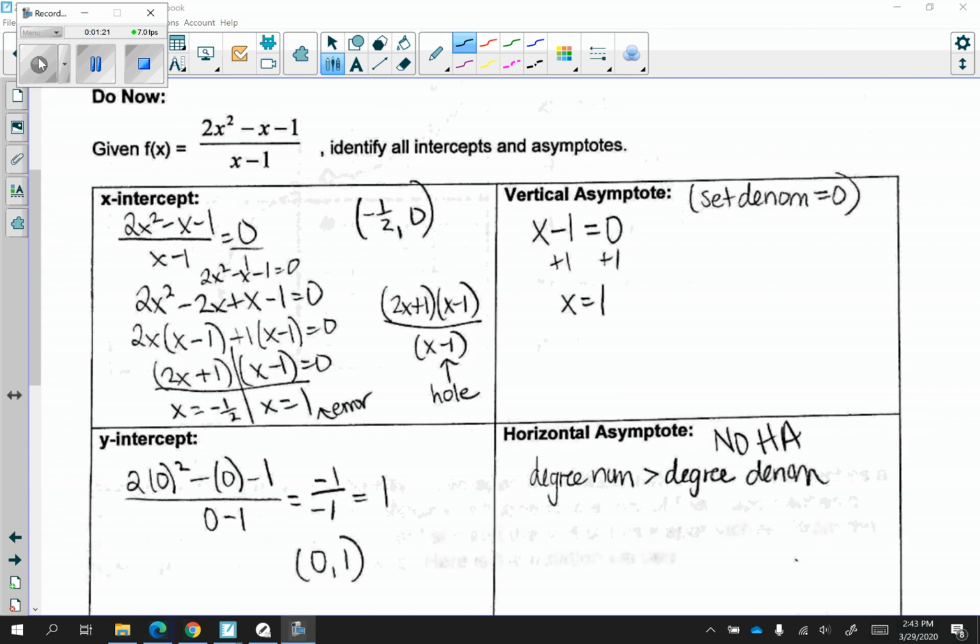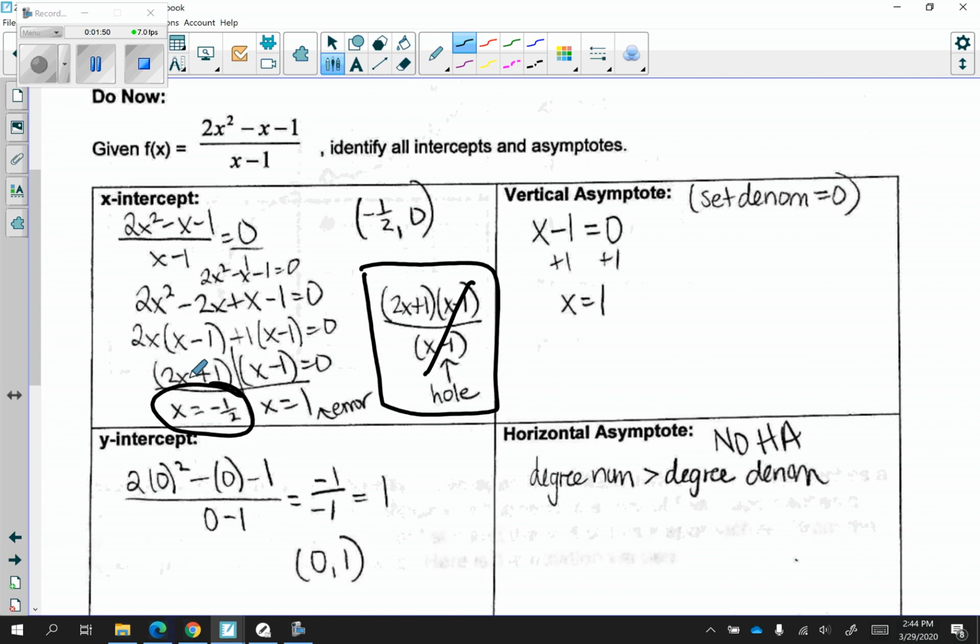To find the x-intercept, we set y equal to 0. We cross-multiplied, and then we factored. And I got x equal to negative 1/2 and x equal to 1. Remember, x cannot equal 1 because if I were to factor this, 2x plus 1 times x minus 1 over x minus 1, I have a hole at x equals 1. So therefore, negative 1/2 comma 0 is my x-intercept.